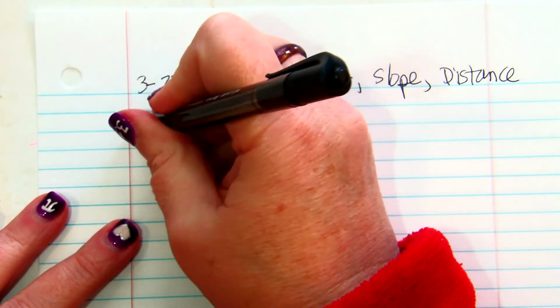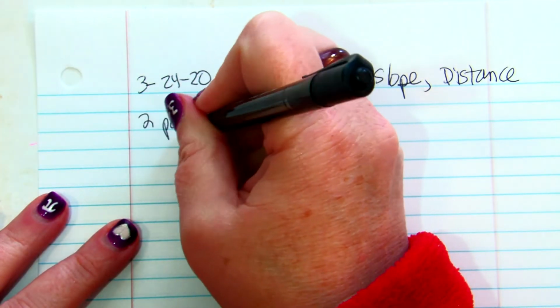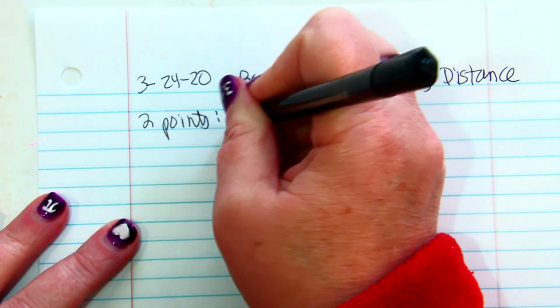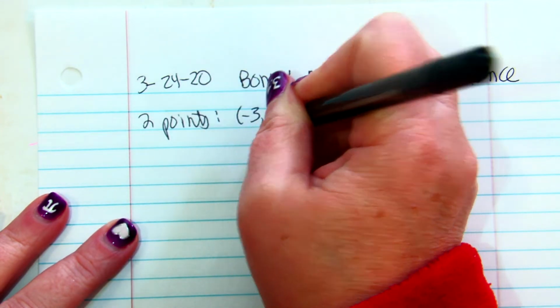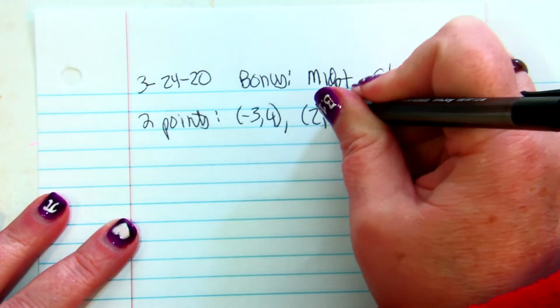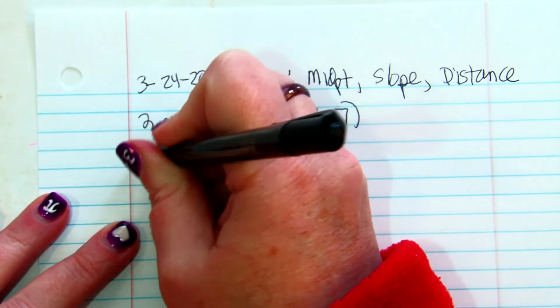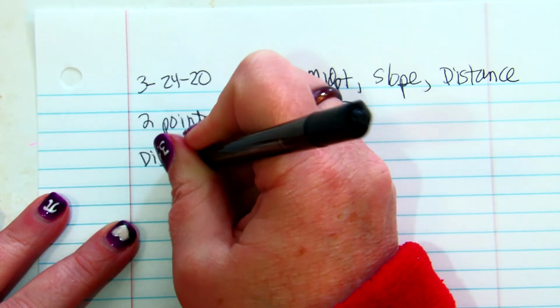We're going to start with 2 points: -3, 4 and 2, -7. And we're going to do the distance formula with them to find the distance between them.